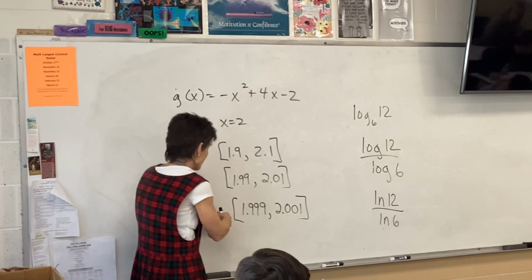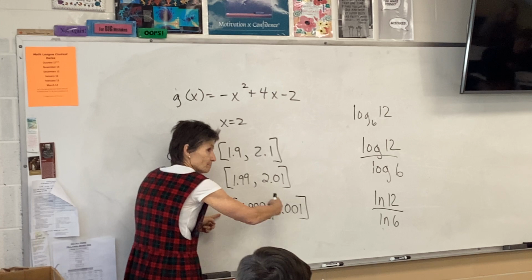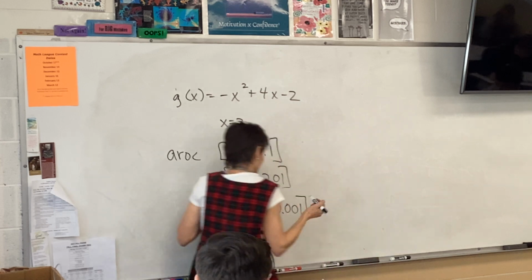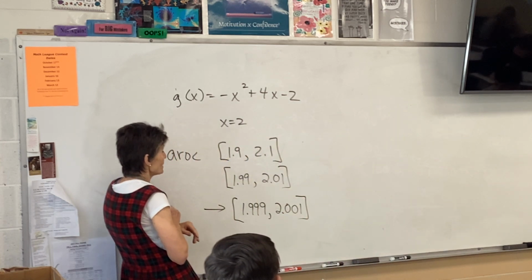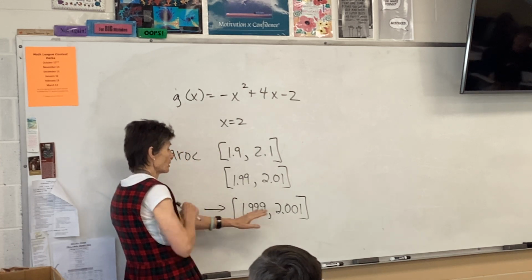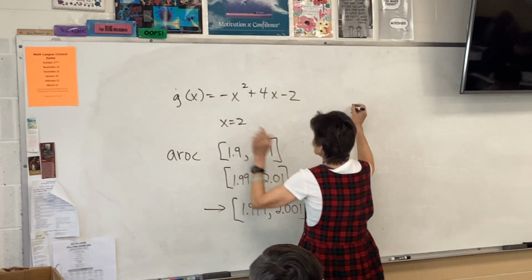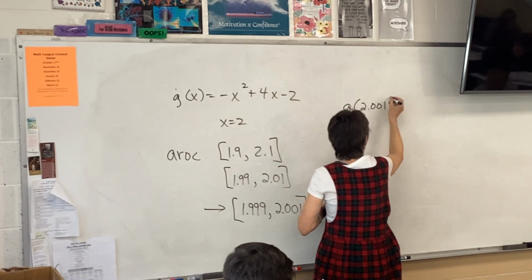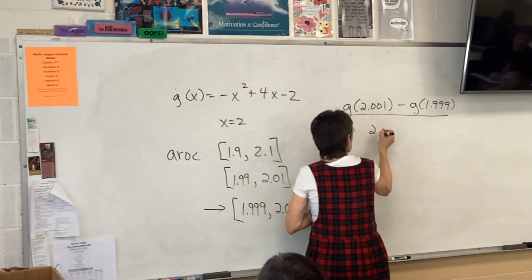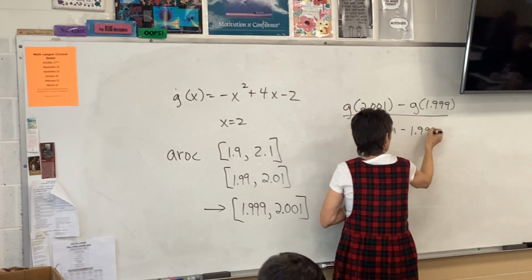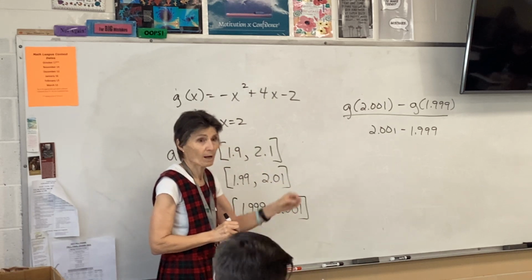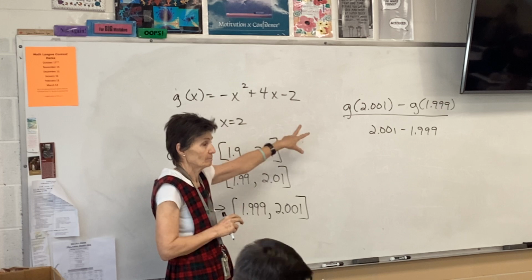So I would say, let's just do this. Let's find this right here. I'm just gonna do that last one. I could do all of them, but there's really no point. So what would that look like? The average rate of change of that function on this interval would be g of 2.001 minus g of 1.999 over 2.001 minus 1.999. Would everybody agree with that? Every time we do a rate of change problem, we're going to set up that formula.